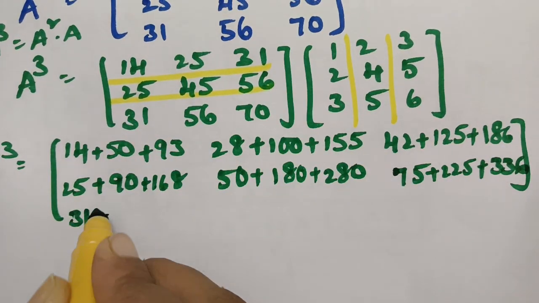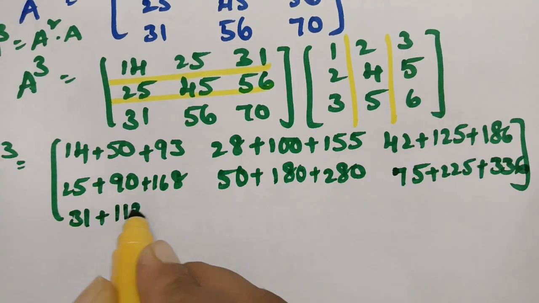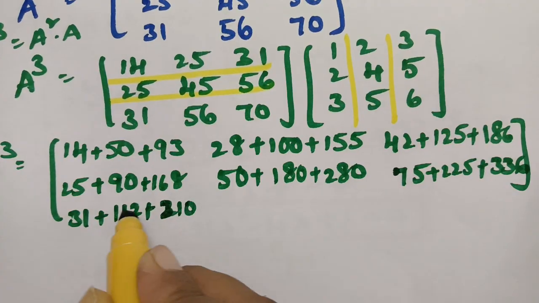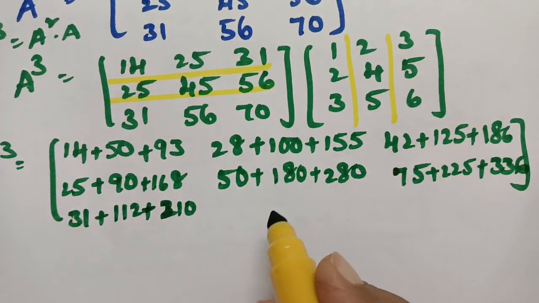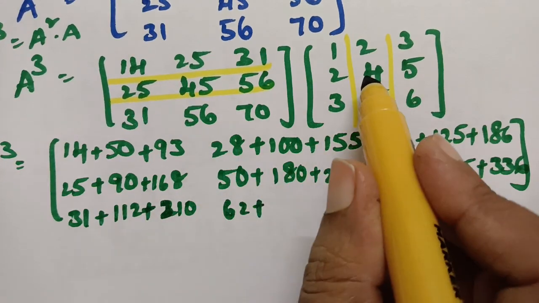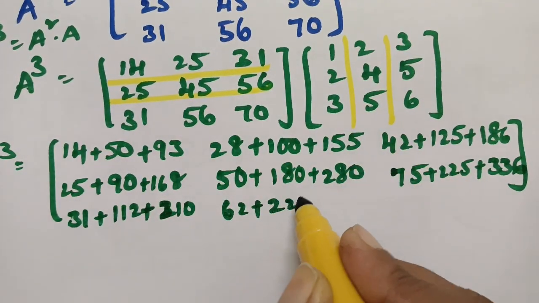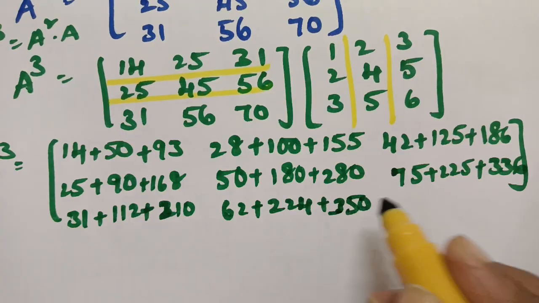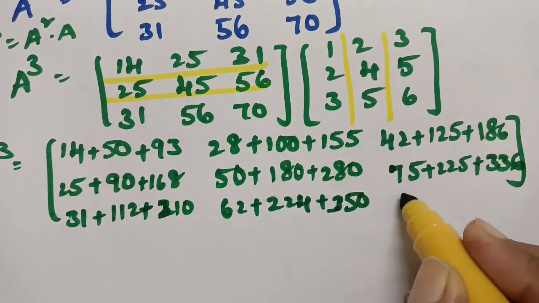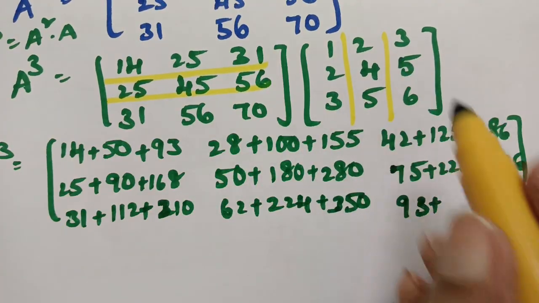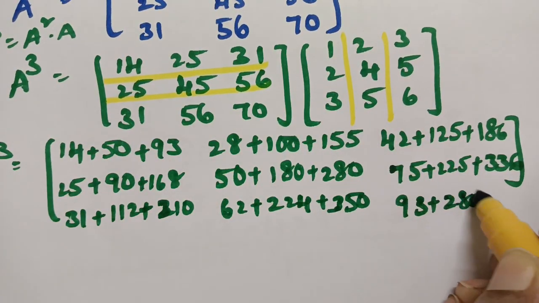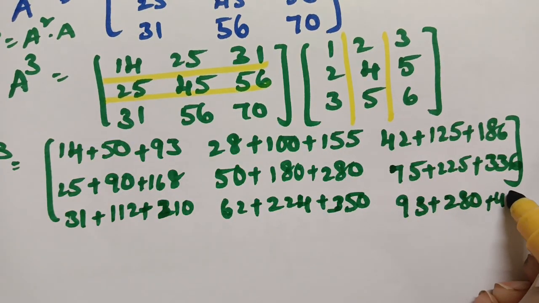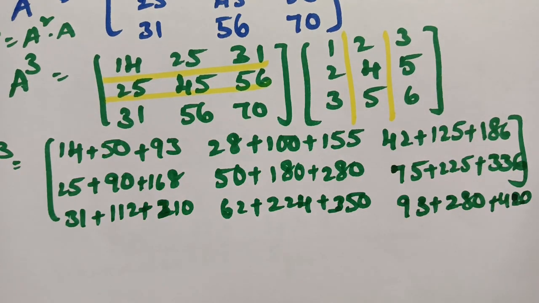31 ones are 31, and 56 into 2 is 112, and next 70 into 3, the value here is 210. 31 twos are 62, and next 56 into 4 is 224, plus 70 into 5 is 350, and 31 threes are 93, and 56 into 5 is 280, and next 70 into 6 is 420.